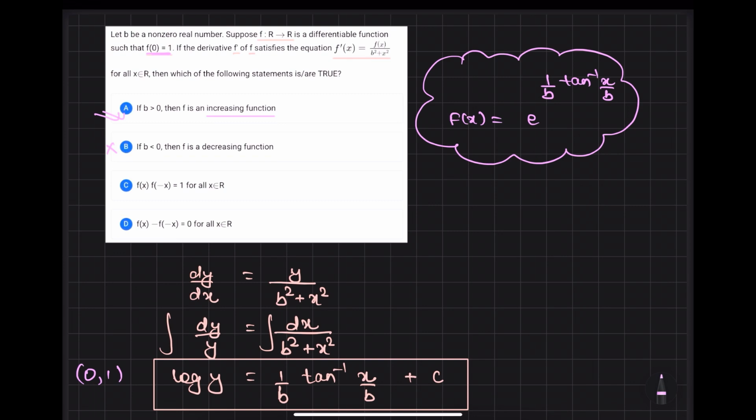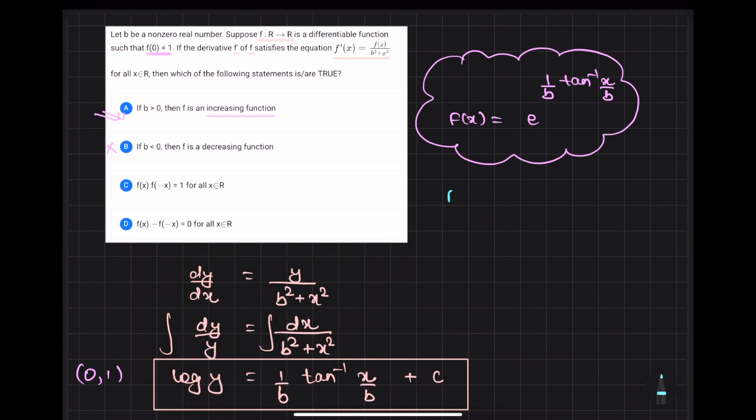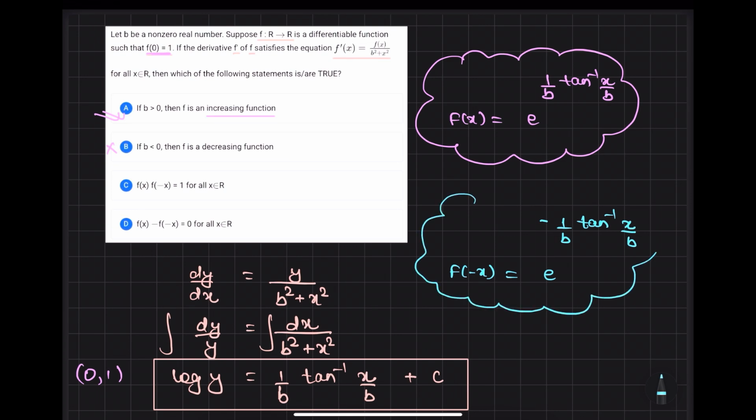Now look at this, you know f of x, you have to find f of minus x. So look at this, if you find f of minus x, we will be replacing x with minus x. Wait, I'll remove this. So we have f of minus x is equal to e power 1 by b. Don't you think you have tan inverse minus of x by b? So tan inverse function is an odd function, so that minus will come over here. Okay, so this is your f of minus x.